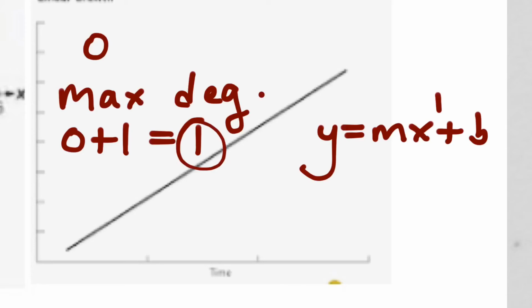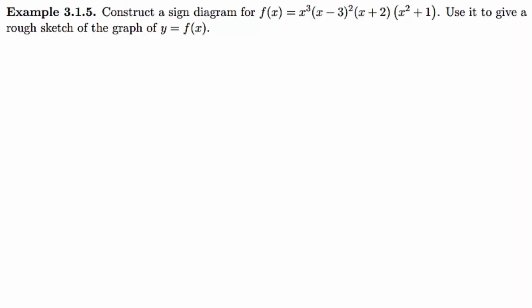So I want to go through this example here where we're going to use a sign chart like we used when we were trying to determine the solutions to inequalities, whether a graph lied below the x-axis or above the x-axis. But there's another application for the use of a sign diagram, and that is getting a rough sketch of a polynomial. The first thing you do is figure out what your real zeros are.